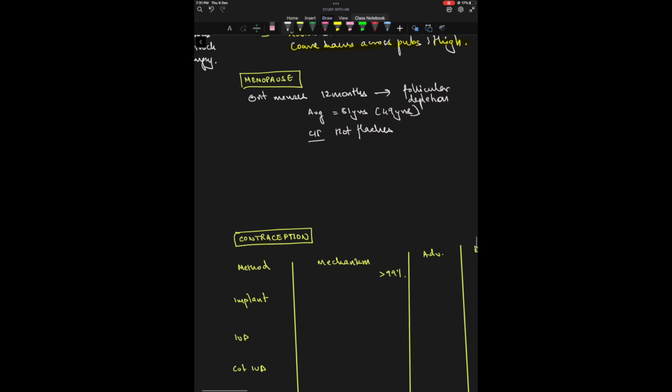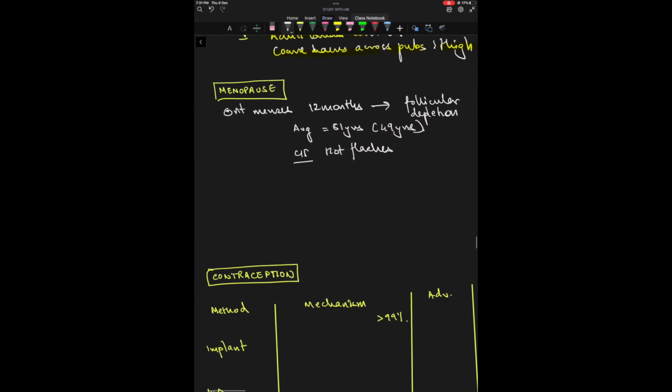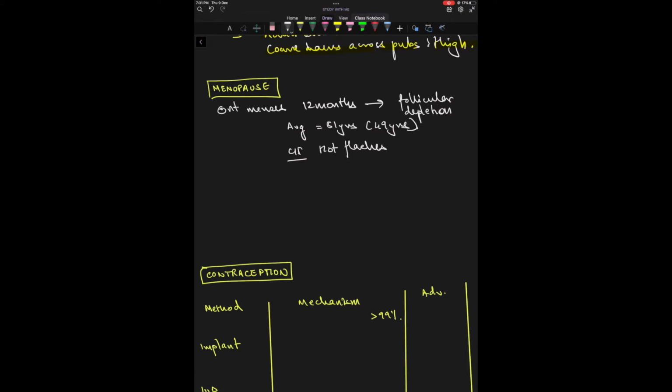Next hormonal condition, let's talk about menopause. Menopause is the absence of menses for a period of at least 12 months. And why does this happen? Because there is follicular depletion. As we know, every female is born with a fixed set of follicles, and each month follicles are atrophied, and when all these follicles undergo atresia, there is follicular depletion, which leads to menopause. The average age of menopause is 51 years, while in India it is 49 years.